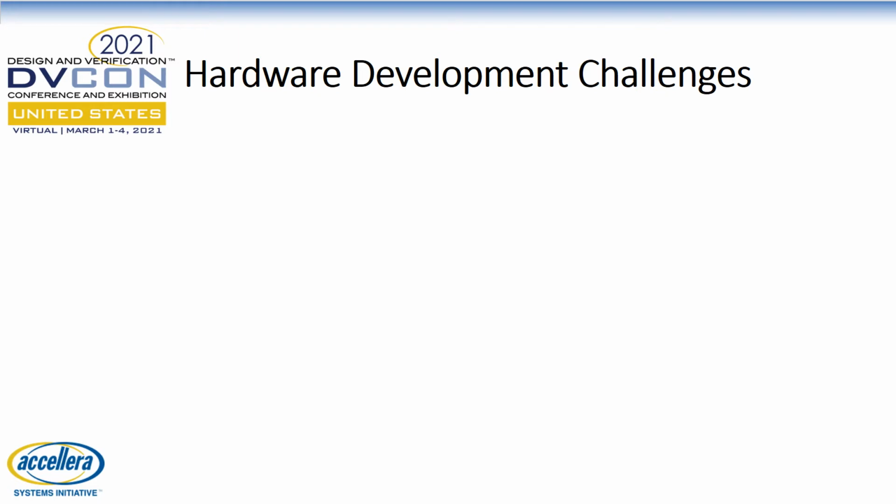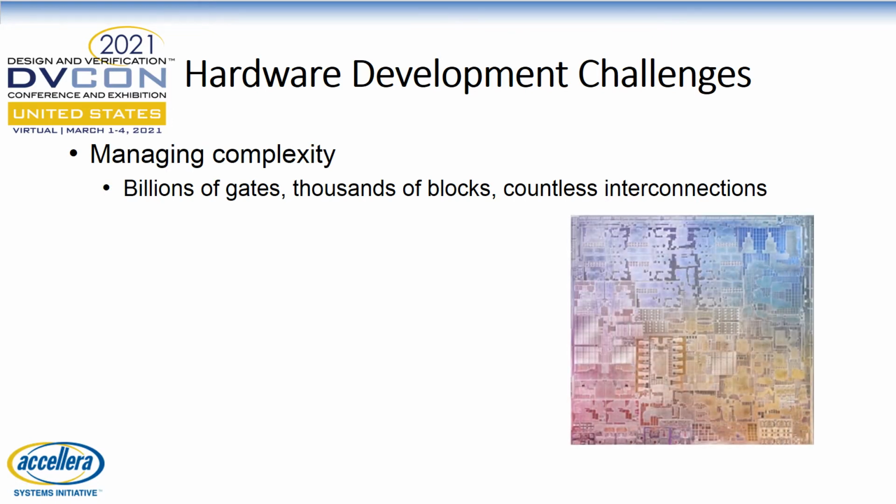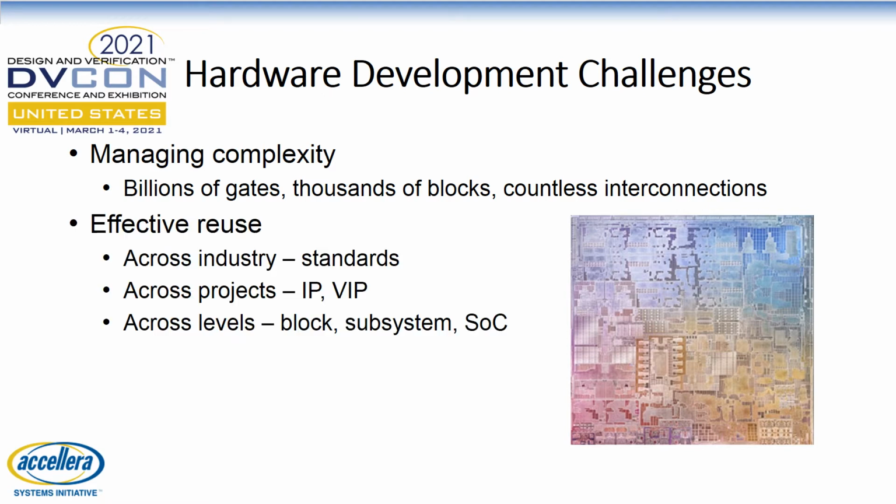There are many challenges associated with the hardware RTL development of modern semiconductor devices. For a start, there's the sheer complexity. Modern chips may have billions of gates, thousands of blocks, and hundreds of thousands of interconnections among those blocks. The size and complexity means that you really can never write such a chip from scratch. You can't sit down with a blank editor and develop all the RTL. You need to reuse as much as you can from other sources.